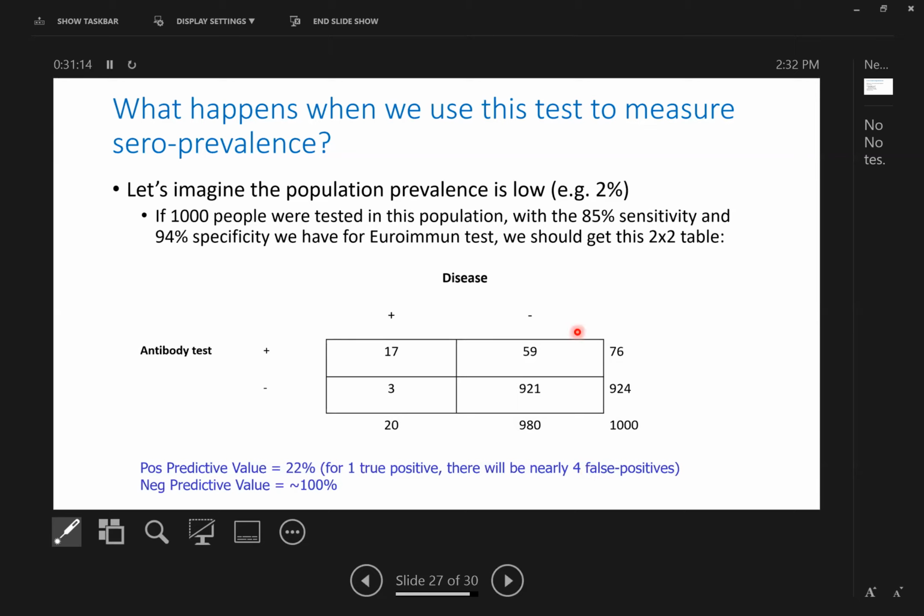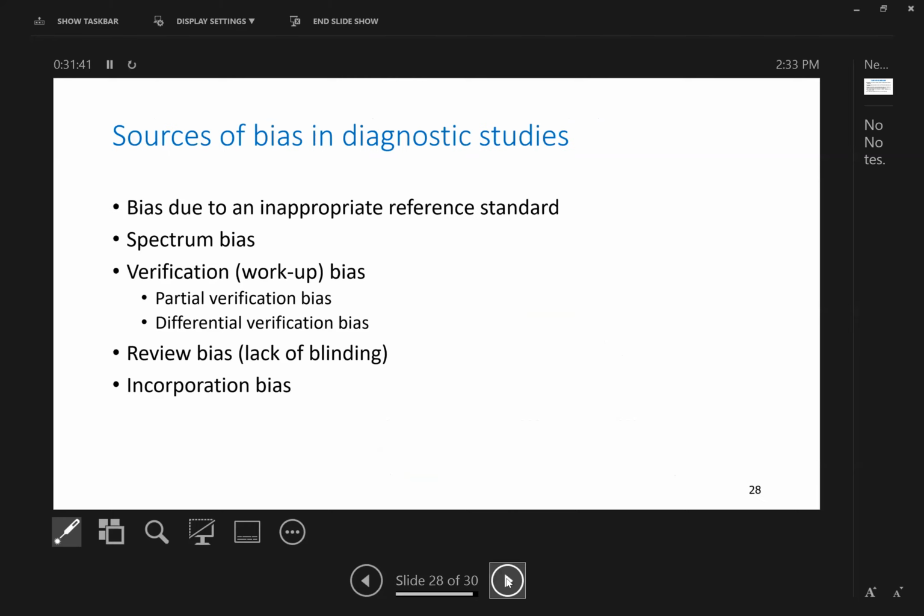So a diagnostic setting test, which works very well in sick people in the hospital, may completely fall apart when you take it into a population setting where most people are healthy, right? Therefore, we always worry about false positives when we do a population-wide survey because we are applying a good test. It may be a good test, but it will still produce lots of false positives in a population setting.